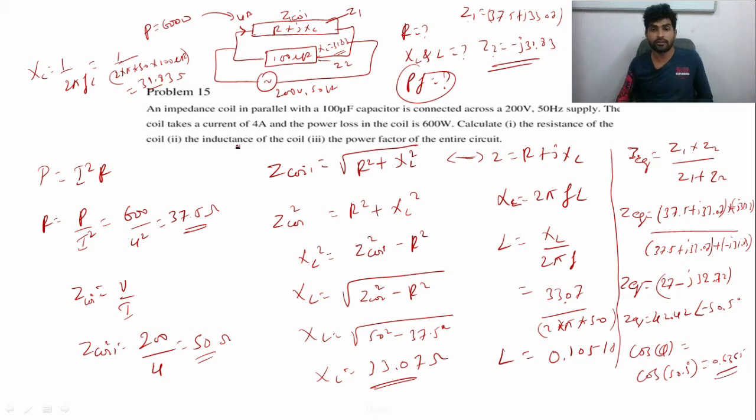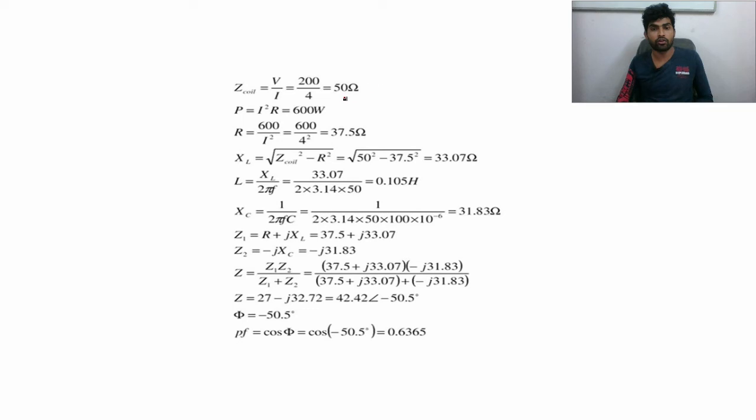Once again, cross check the problem. There is a Z coil 50 ohm we got, and power is equal to I square R. R we calculated 37.5. XL we calculated by substituting these values, 33.07 we got. L is equal to 0.105 we got. XC is equal to 31.83 we got. So Z1 we have taken R plus JXL, Z2 is equal to minus JXC. So Z equivalent we calculate Z1 into Z2 divided by Z1 plus Z2. We got 27 minus J 32.72. We got 50.5. Cos of 50.5 degree, definitely you get 0.6365. So power factor is always less than 1.